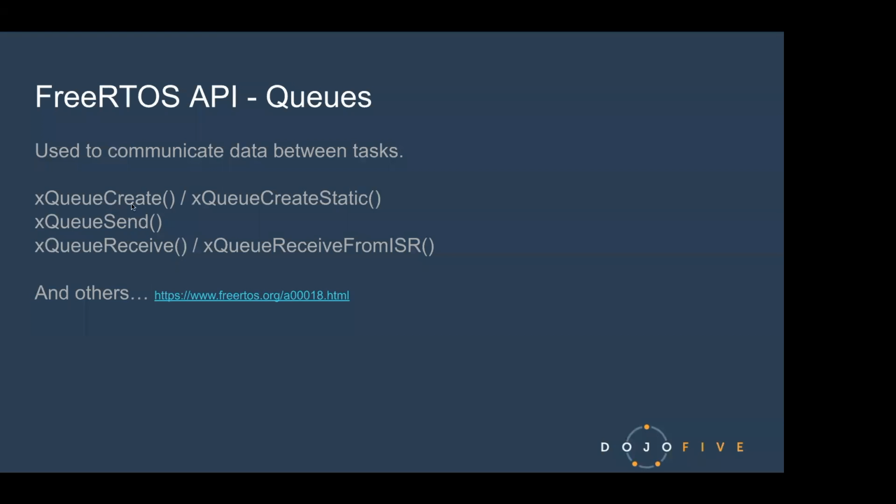You'll see that queue create also has a static counterpart, and receive also has a from ISR counterpart. And this one is not allowed to block.